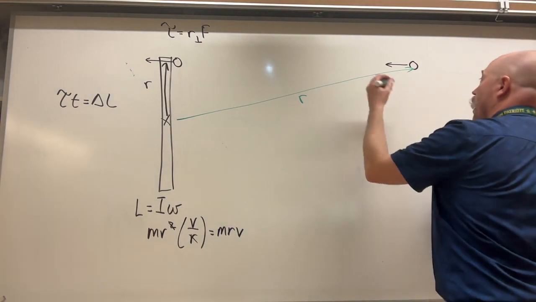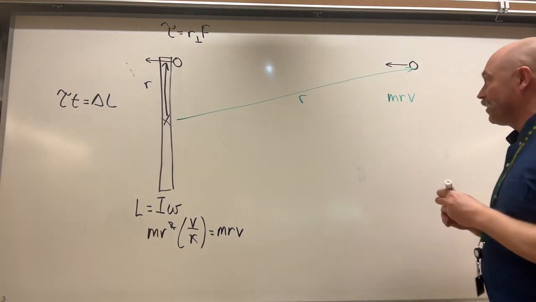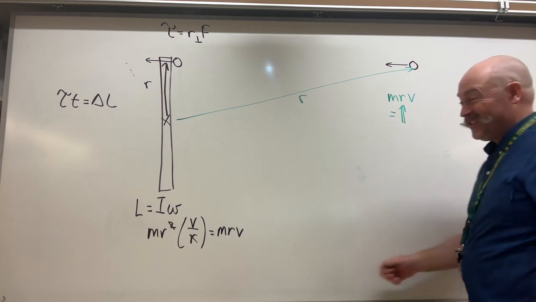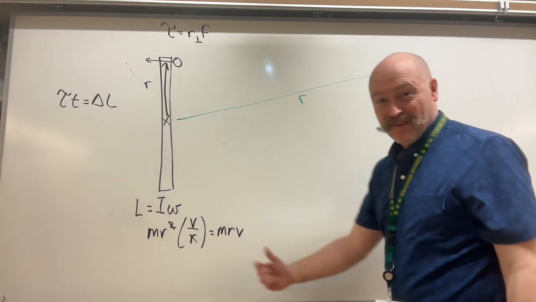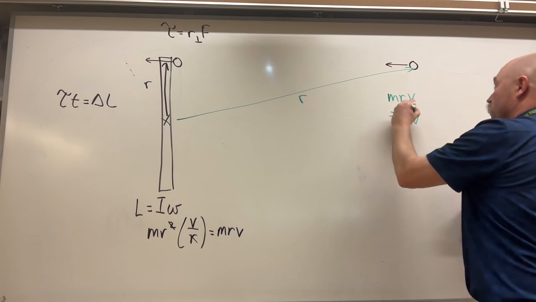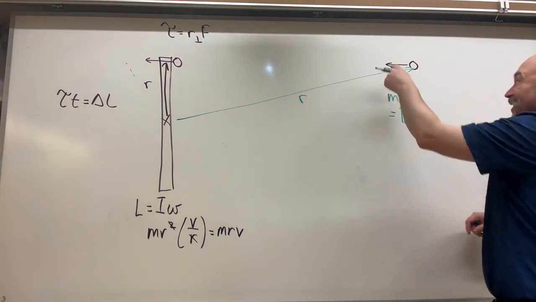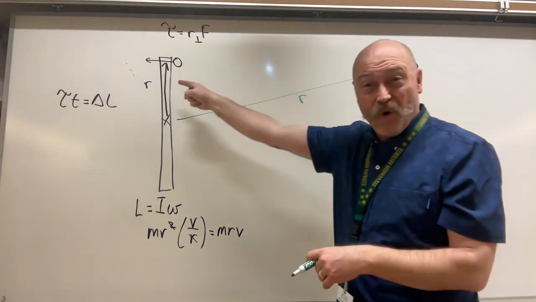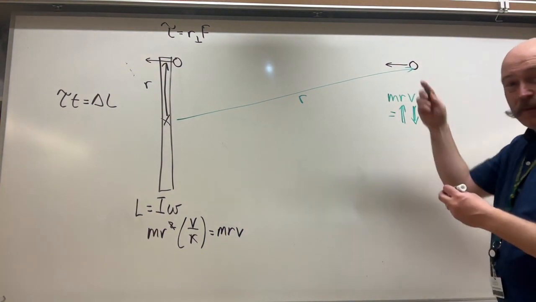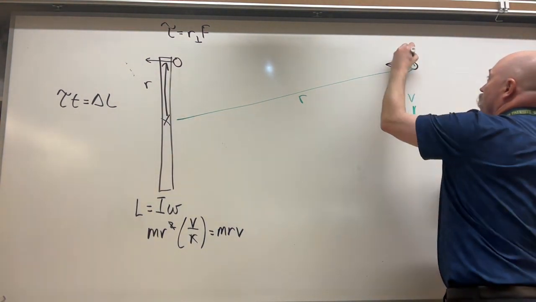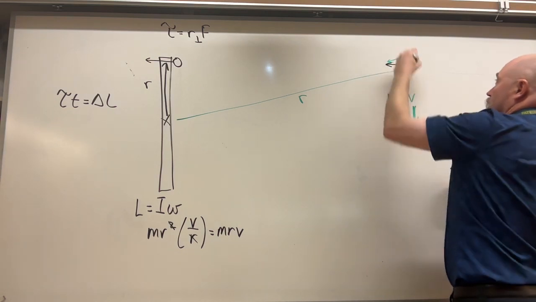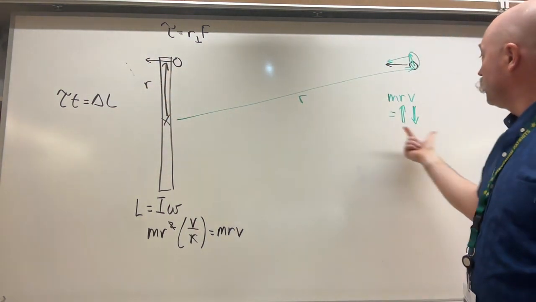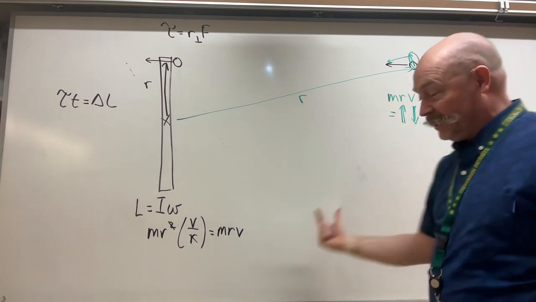So if I was to do mRV for this guy, well, this R is much, much bigger. This mass is the same. So the only way that this can be the same as mRV is if this V is much, much smaller. You might think, wait a second, that's the same V. But the V that is going to cause the torque is just the perpendicular component of the V. So if I was to draw that, it would look something like this. So this V is much smaller than this V, which allows this equation to equal out to be this.